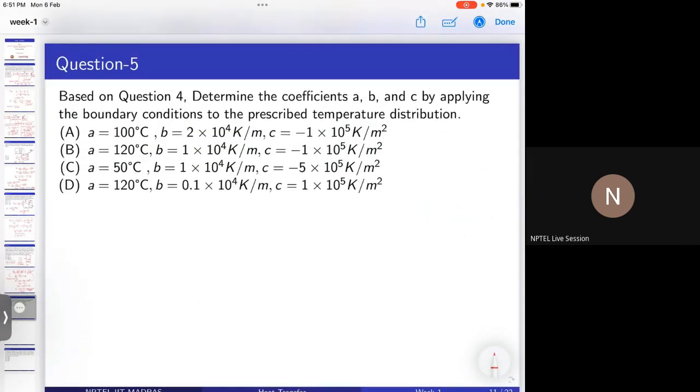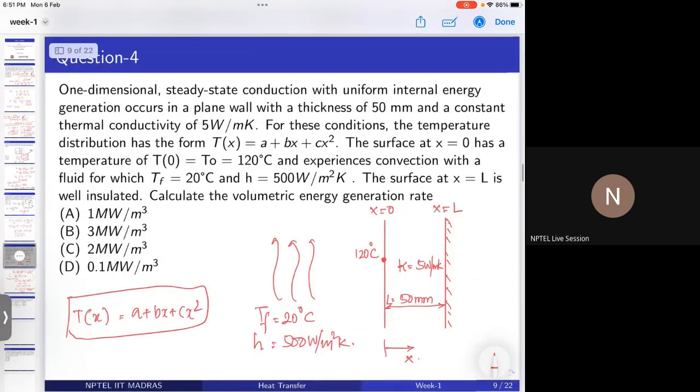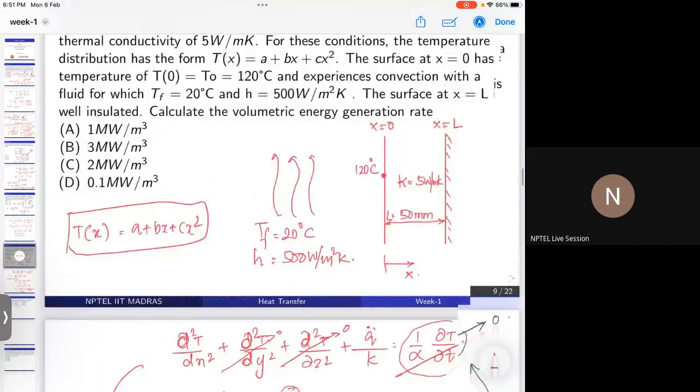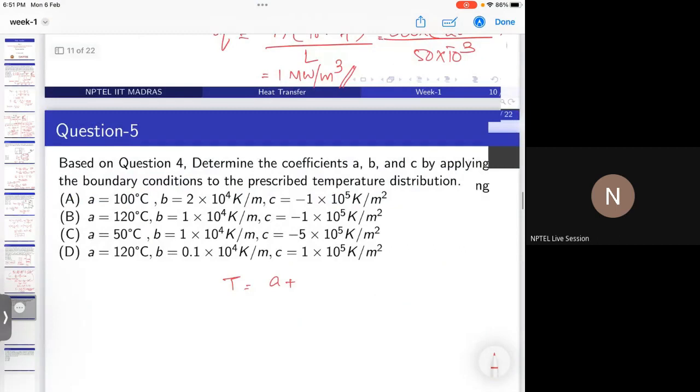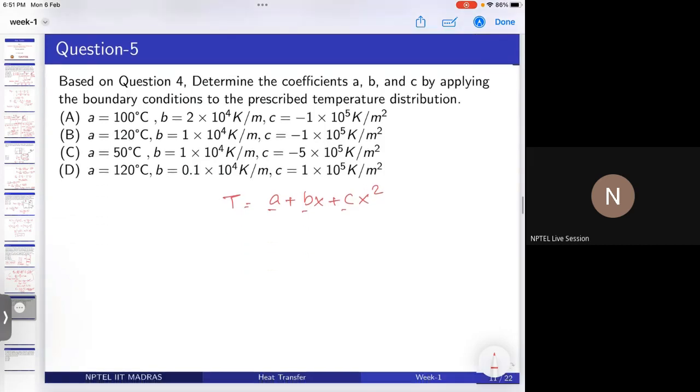The next question is also a continuation of question number 4. In this question, we have to determine the coefficients A, B, C. The temperature is given as a function of the spatial coordinate x, that is T is given as A plus Bx plus Cx square. So we have to find out what these coefficients A, B, and C are.